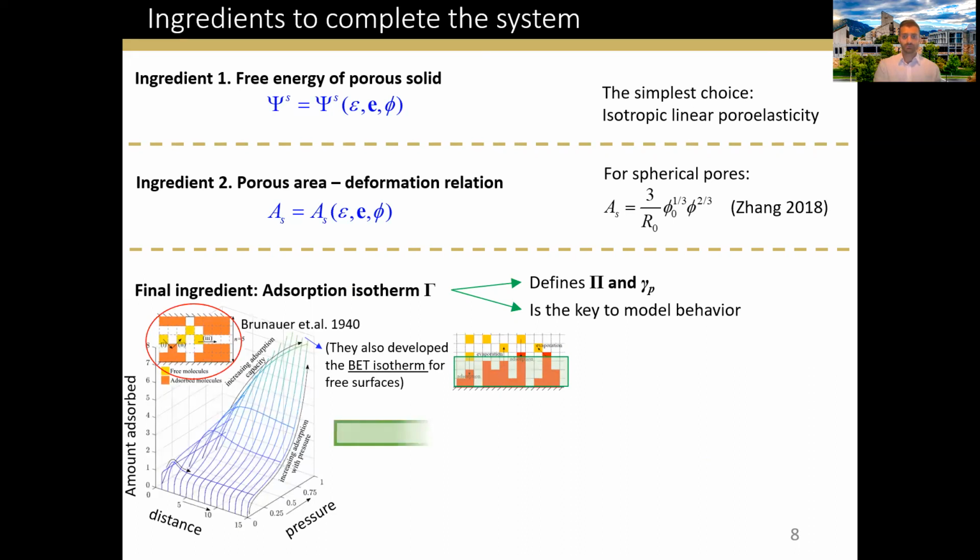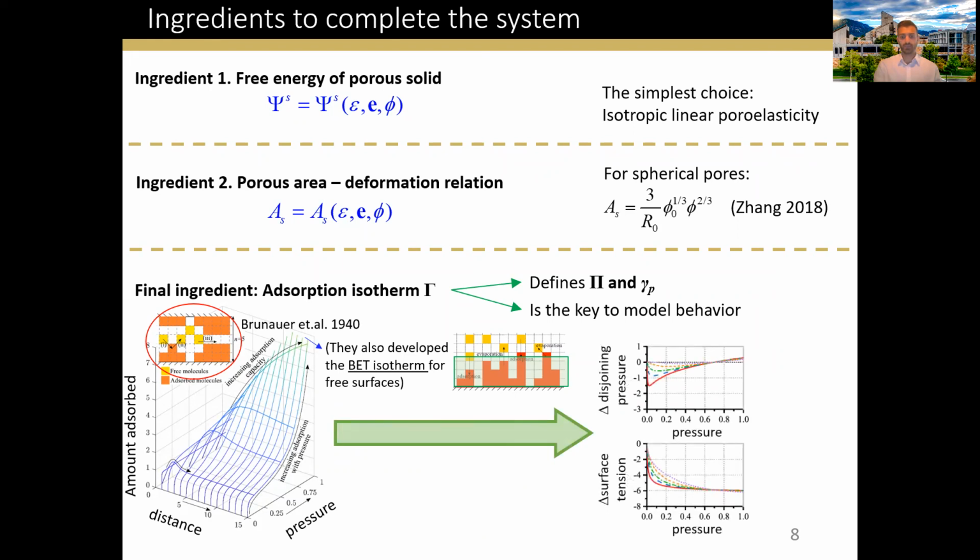The resultant surface forces look like this. An initial attractive disjoining pressure suggests initial shrinkage, while an overall negative surface tension suggests swelling. Obviously, there is a competition between them, and the question is who will win this competition.